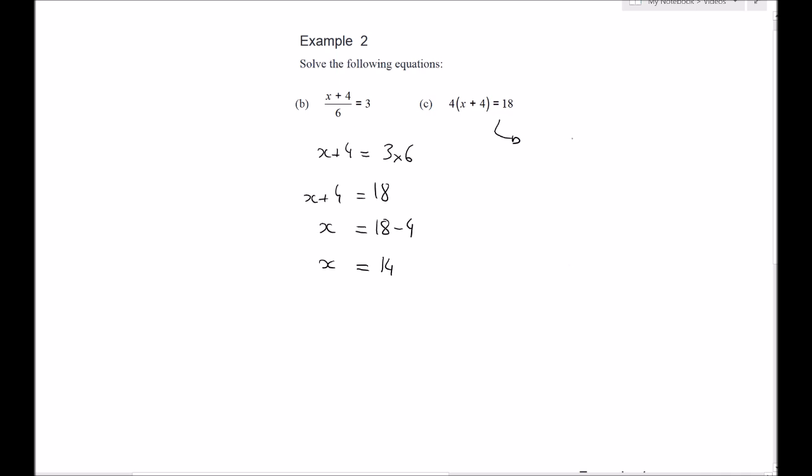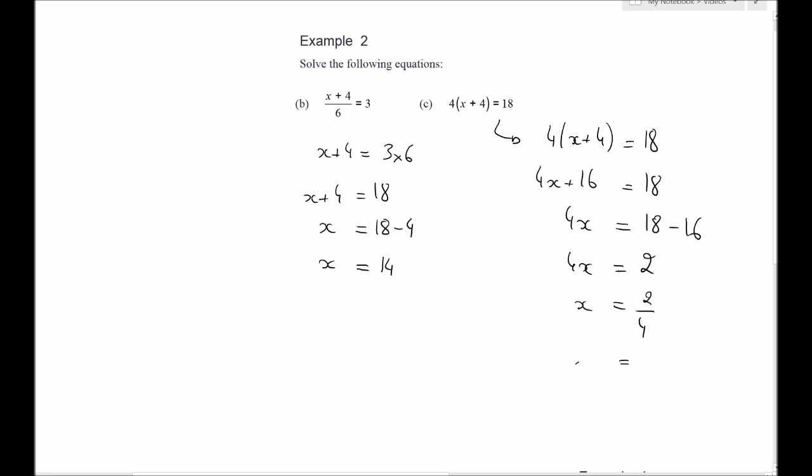Let's have a look at this one. I'm going to rewrite it just to make it a bit neater. 4 times (x plus 4) is equal to 18. Alright, so I'm going to get rid of the brackets first. I'm going to get 4x plus 16 is equal to 18. So for 4x, I'm going to get rid of the plus 16, so I'm going to minus it. This should not be new, guys. 4x is equal to 2. So x is going to be 2 over 4, so x is going to be a half, or 1 over 2. Okay, so solving linear equations, it's quite okay.